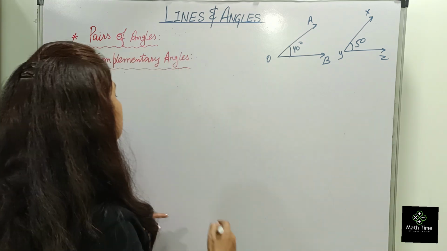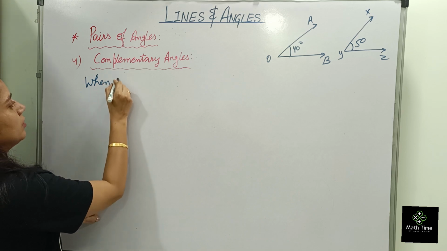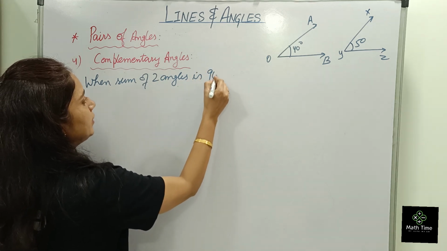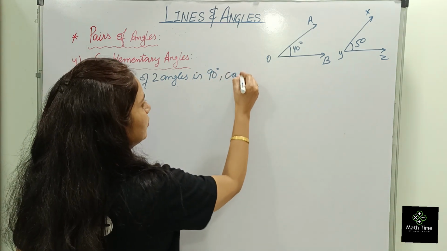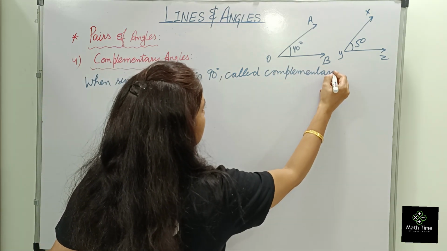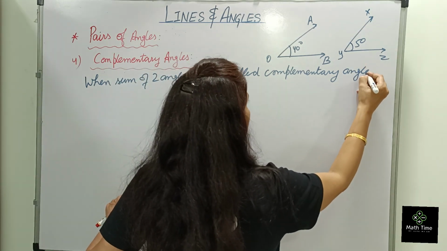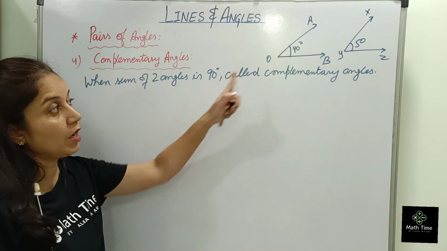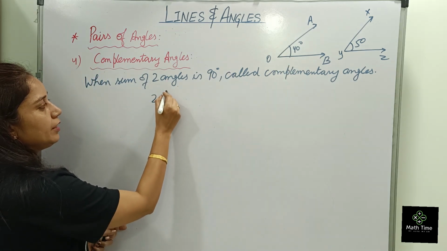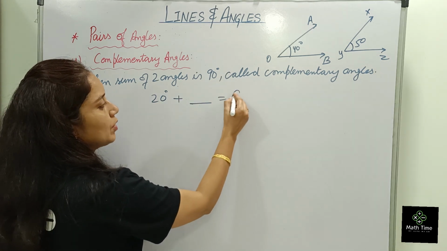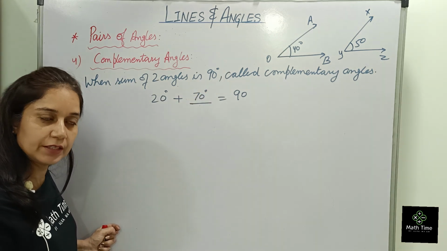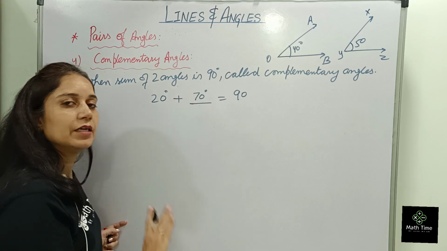When the sum of two angles is 90 degree, they are called complementary angles. Here it is not necessary that you should have a common vertex or common arm. They are different, look. So if you know that one of the angles is 20 degree, then you can find the other angle so that it sums up to 90 degree. 90 minus 20, yes, the other complement angle will be 70 degree. If one angle is known to you, the second angle you can easily find.